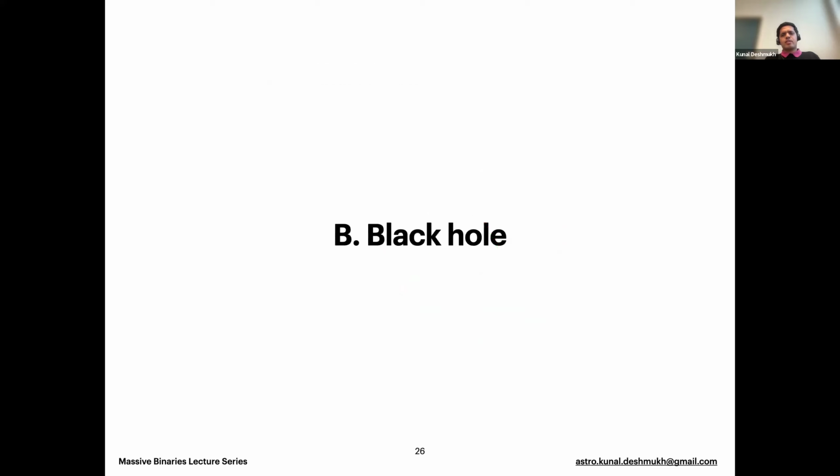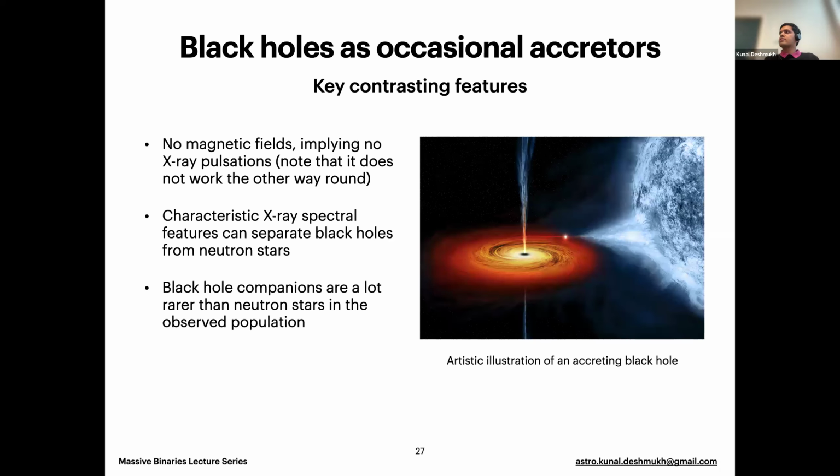I will briefly go over the black hole case. We don't actually know all that many black hole X-ray binaries. We would like to know them, but there aren't as many as we have neutron stars. Some key contrasting features: there are no magnetic fields because the accretor is a black hole, and if there are no magnetic fields, we have no X-ray pulsations. So black hole accretors will not show up as X-ray pulsars. This doesn't go the other way around. If we don't see X-ray pulsations, that doesn't mean it's a black hole.